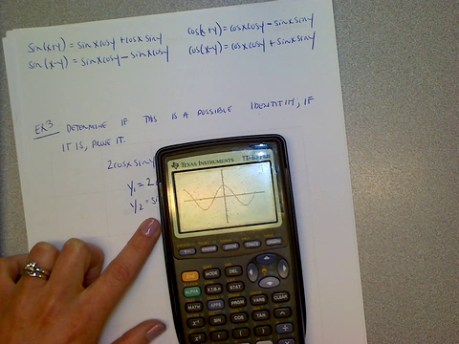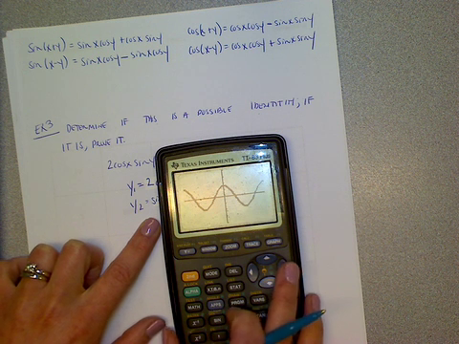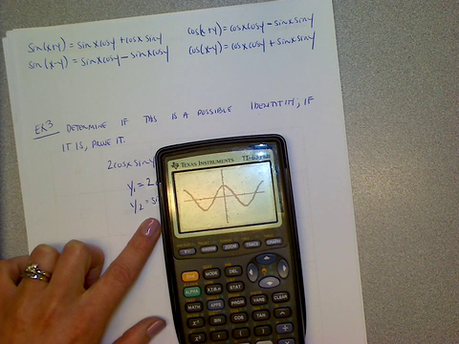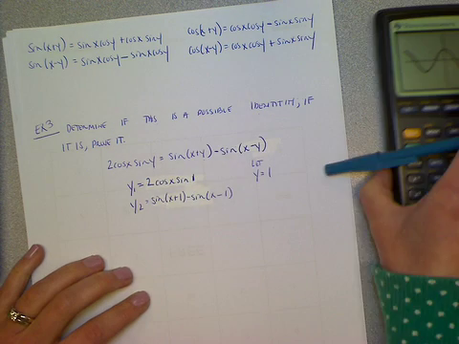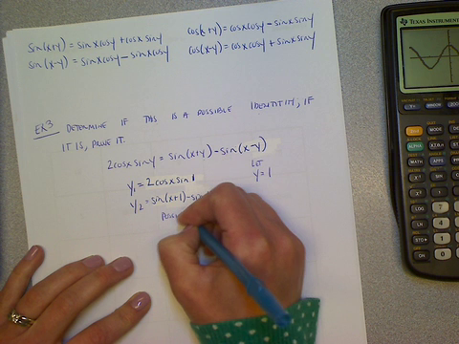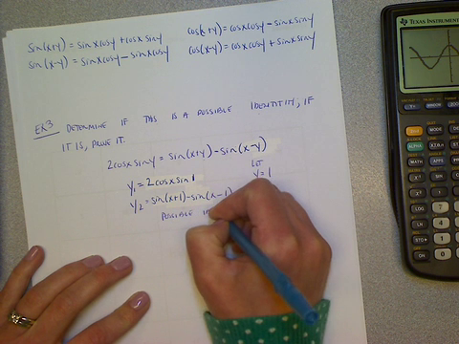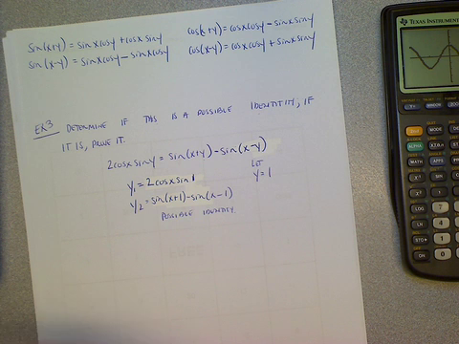And there is the 2 cosine x sine y, and then here comes our sine of x plus y minus sine x minus y. So therefore, based on what we've seen, this is a possible identity. So then I'm going to try to prove it.